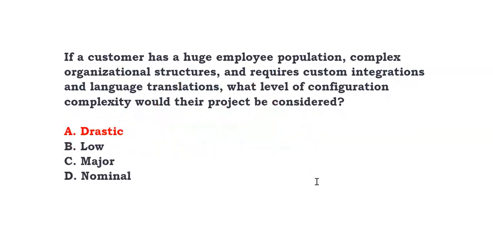Our next question is, if a customer has a huge employee population, complex organizational structure, requires customer integrations and language translation, what level of configuration complexity would their project be considered? Option A, drastic. Option B, low. Option C, major. Option D is nominal. Correct answer is option A, drastic.